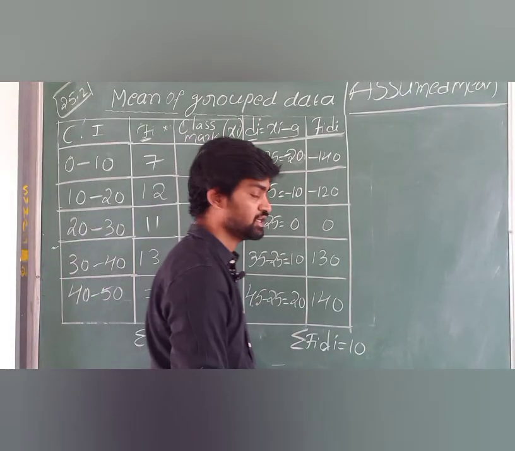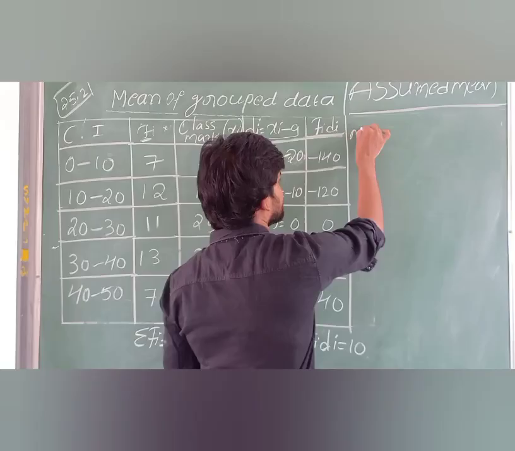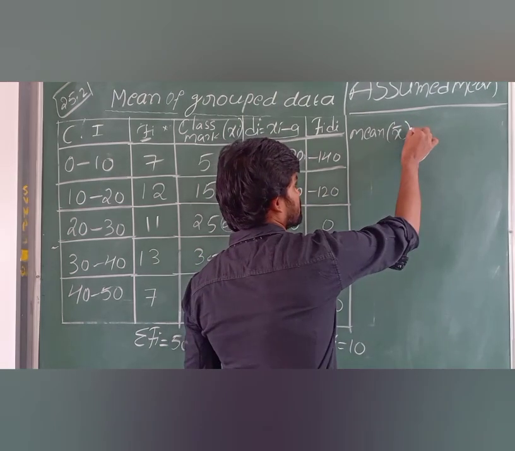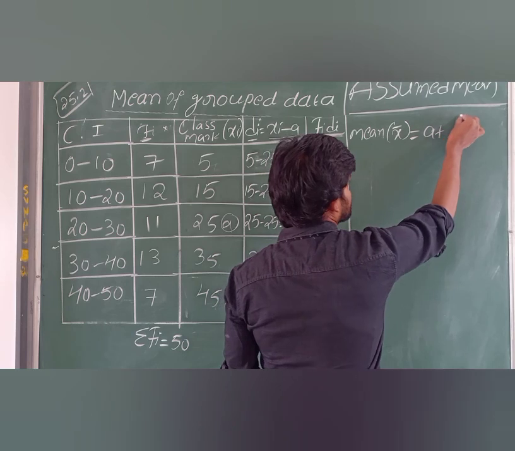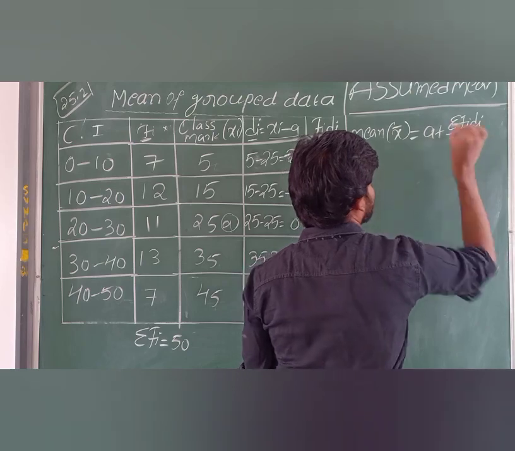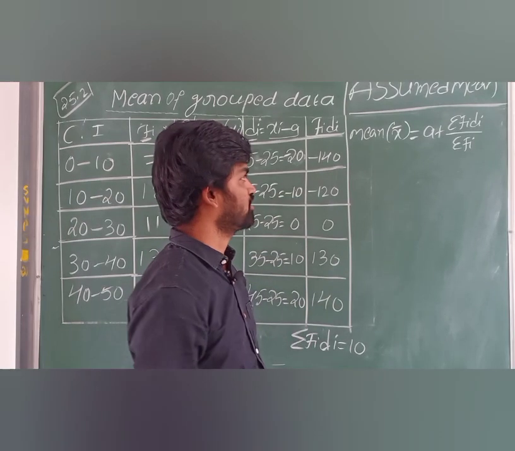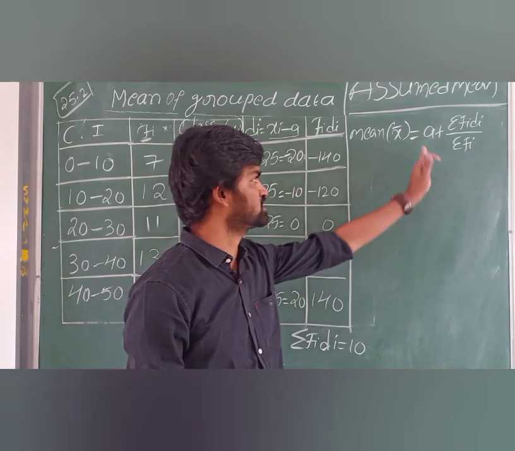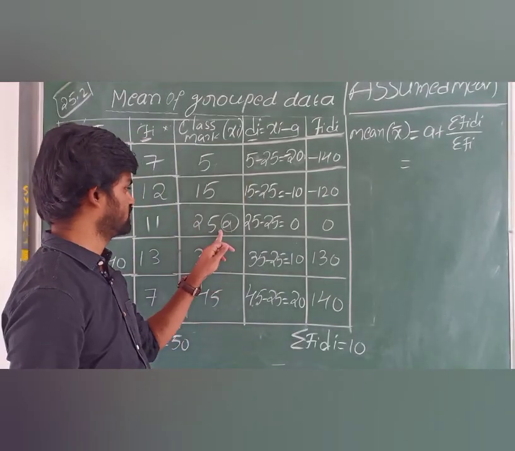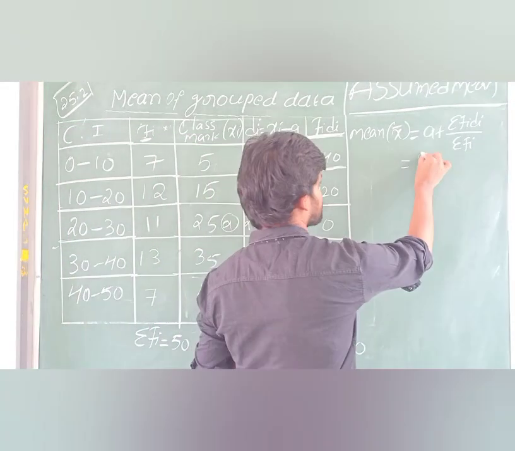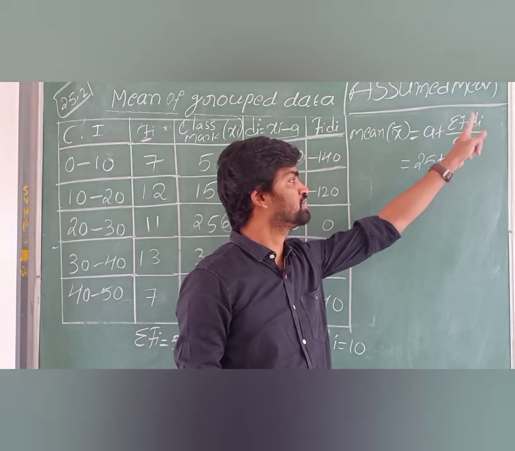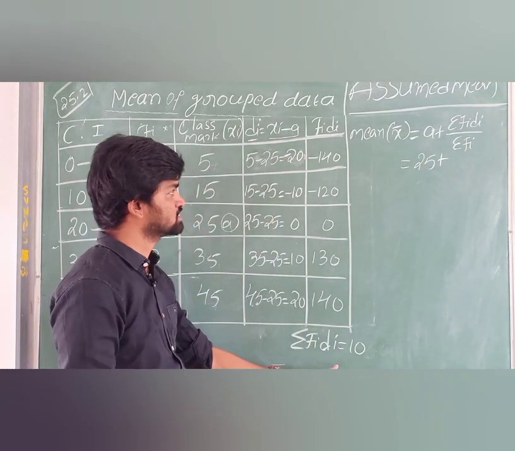Now here the formula is mean. Mean is x bar. So mean formula is a plus sigma Fi di by sigma Fi. Nothing, just a added here. So what is the value of a? We already have it. What is that? It is 25 plus sigma Fi di value, which we have found here, is 10.